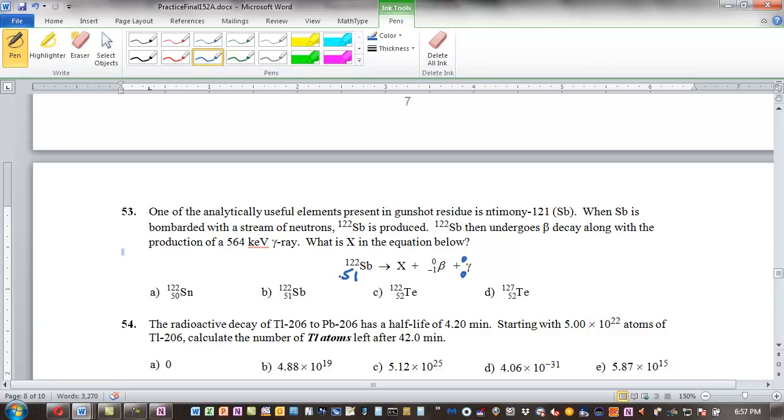So that's 51. Our atomic number needs to add up to 51. So the atomic number of X must be 52, because 52 and a minus 1 is 51. And then the mass number is the same, 122. So element 52 is going to be Te, so this is Te 122, which would be choice C. Okay? So there'll just be one of those. It'll be just balance atomic number, balance mass number, and you should be good.